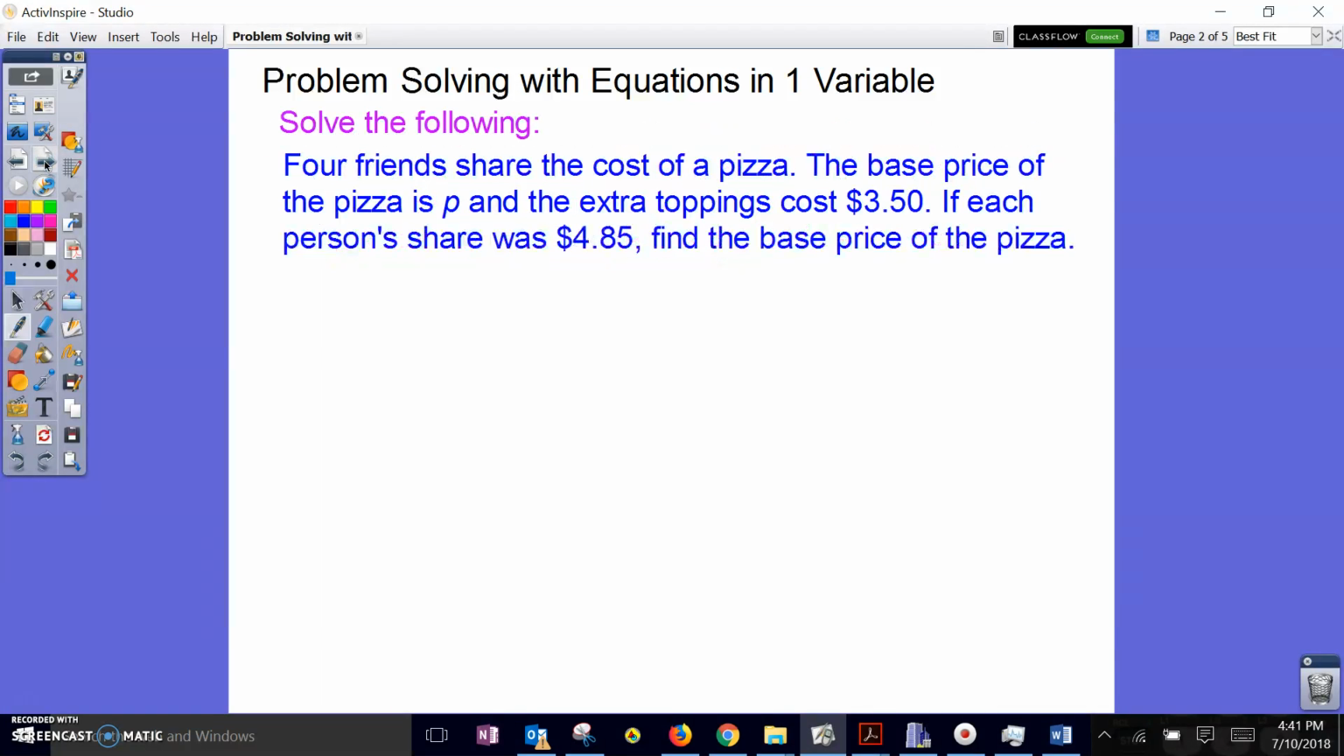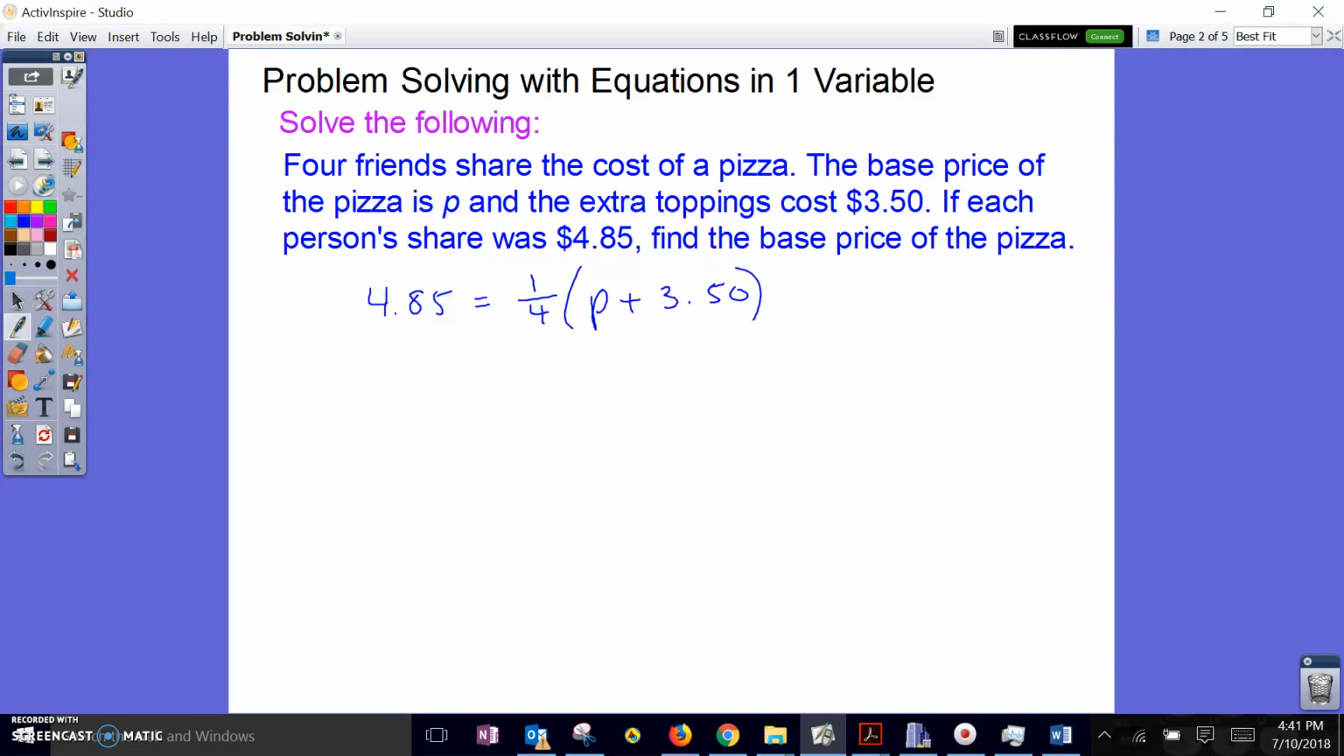Okay. First problem. 4 friends share the cost of a pizza. The base price of the pizza is P, and the extra toppings cost $3.50. If each person's share was $4.85, find the base price of the pizza. So we had the equation $4.85 is equal to 1/4 times the quantity P plus $3.50.